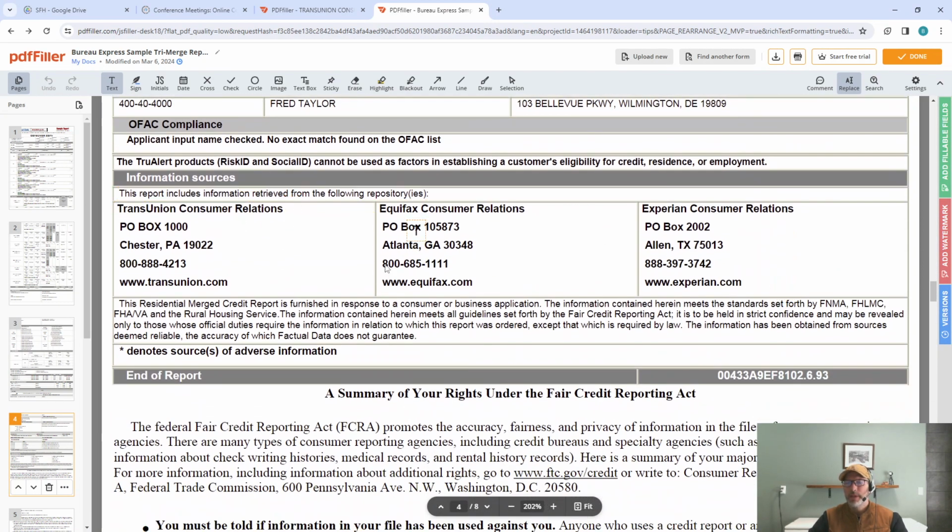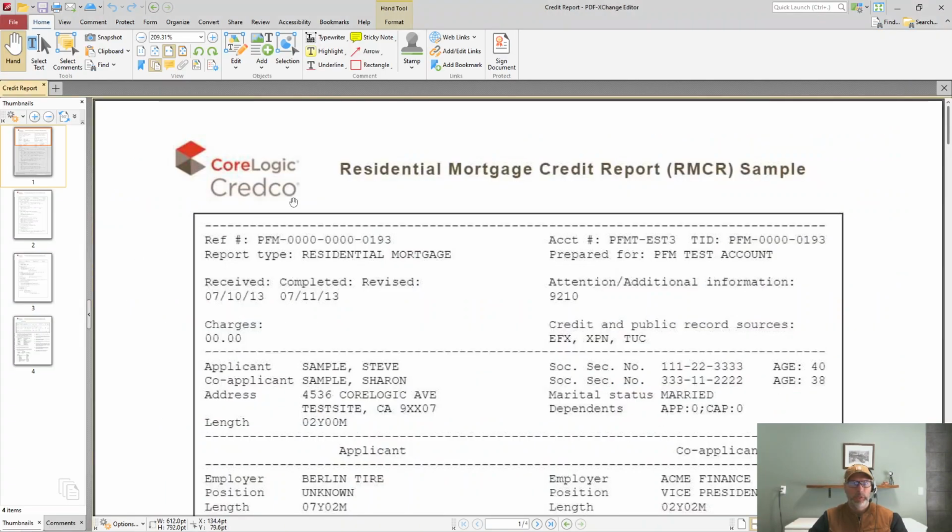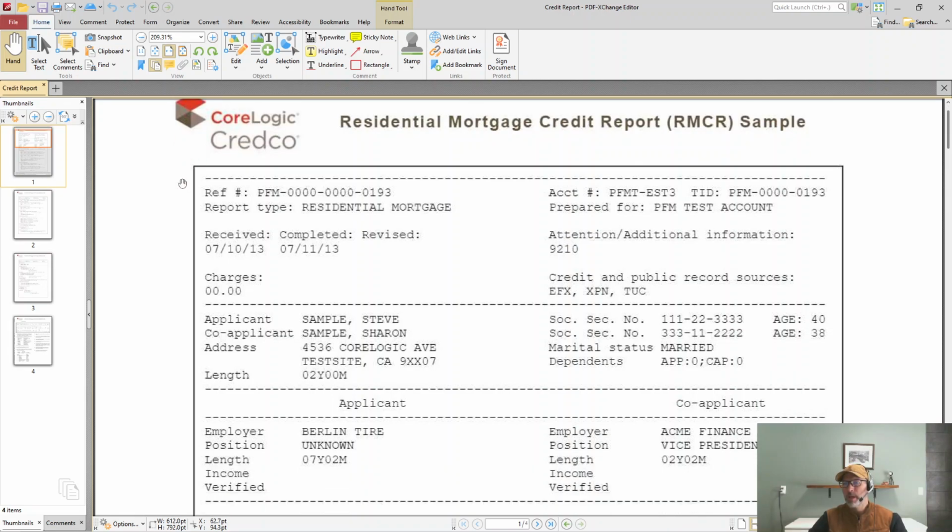And then it talks about the information sources and the borrower's rights, the applicant's rights under the Fair Credit Reporting Act, and what they're able to do. So those are two examples of different credit reports. And now let's hop into the one that I wanted to walk through, the Credco credit report, which is the more common format that I have seen used by many mortgage lenders.